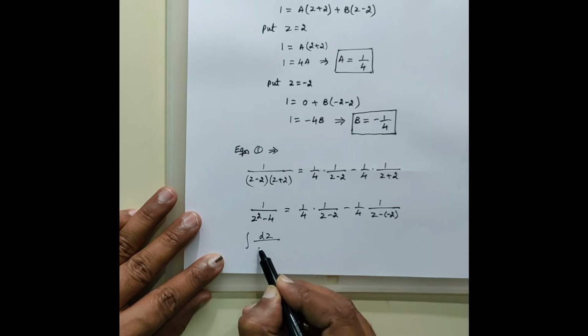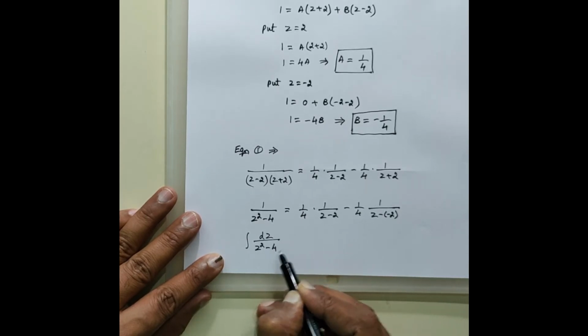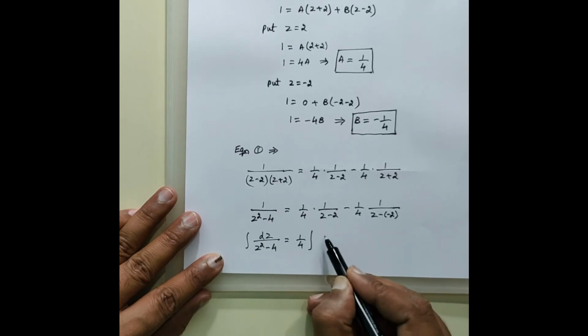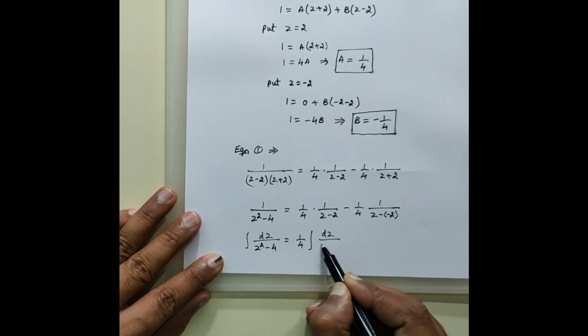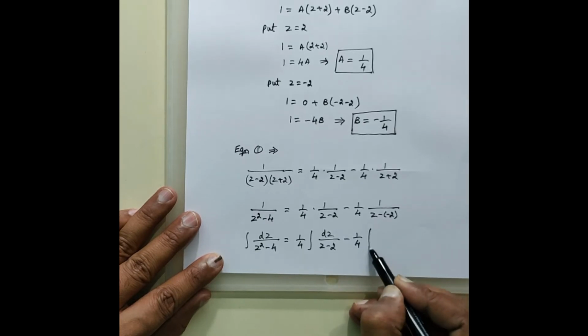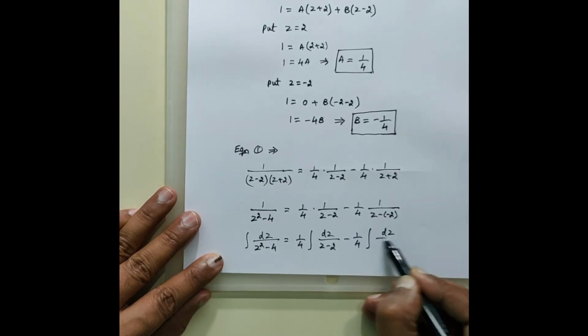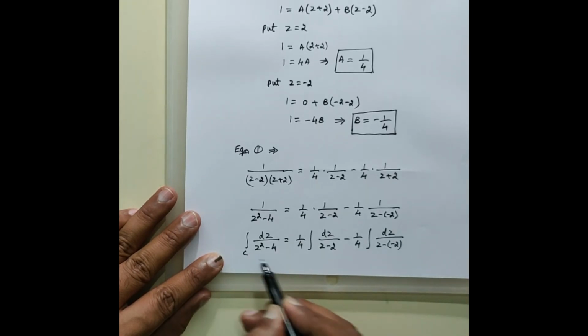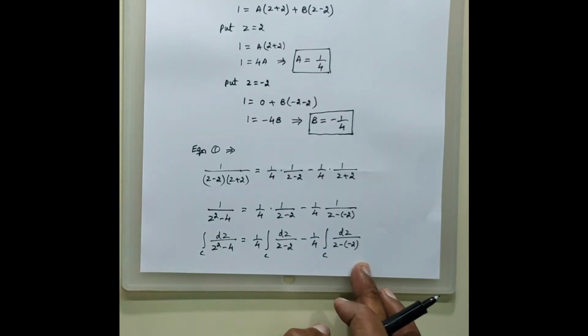Integral dz by z square minus 4 will be equal to 1 by 4 outside, integral dz by z minus 2, minus 1 by 4 outside, integral of dz by z minus of minus 2. This is along the curve C. So we have to evaluate those two integrals.